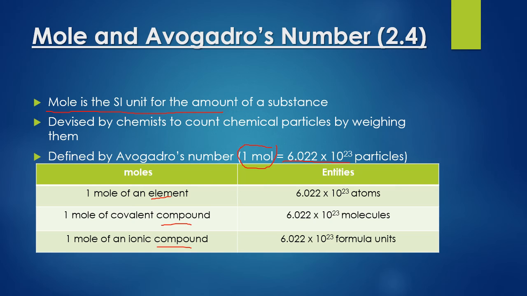So what do I mean by particles? Well, if I'm talking about an element, particles are going to be atoms. Elements are made up of atoms, and if we know how many moles we have, we can calculate exactly how many atoms we have in a given sample. If we're talking about compounds, instead of the word atoms, we use the word molecules or formula units. The calculation is the same, Avogadro's number is the same, it's just the term used after it that is different.